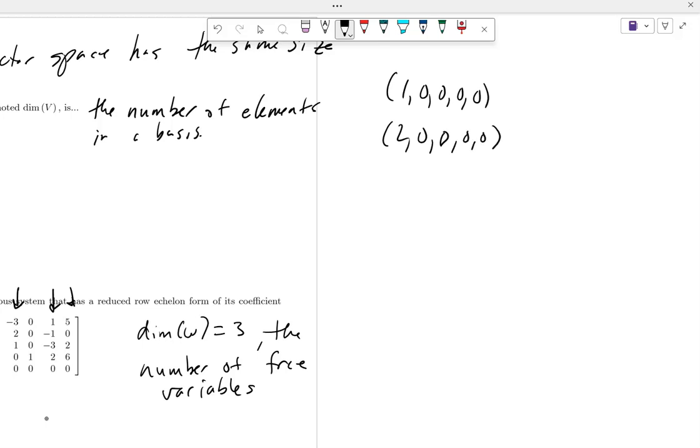Let's just look at those 2 vectors. Can I write one as a linear combination of the other? Can I do something to one of them to get the other? What do I need to do? Multiply by 2. So that means it has to be linearly dependent. That's why it's linearly dependent.